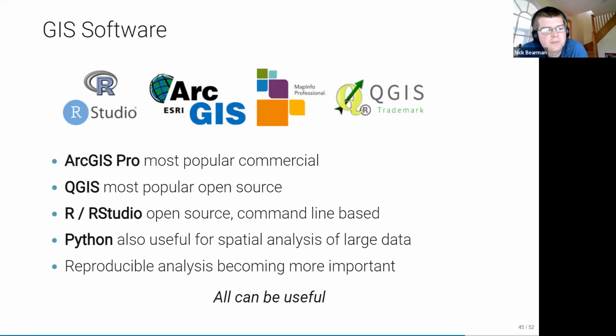R and RStudio and Python are also relatively common. They are all command line based, or scripting based. So you use code and you type stuff in rather than using a point and click interface. There are pros and cons to both. It's worth mentioning that the command line stuff is useful for reproducible analysis because that allows people to easily replicate what you did. But all of these bits of software can be useful. Different people use different things. Personally, I tend to use R and QGIS quite a lot in the work that I do.